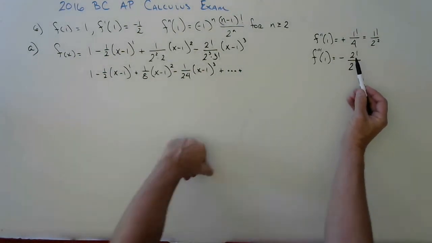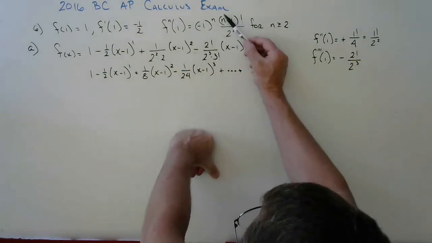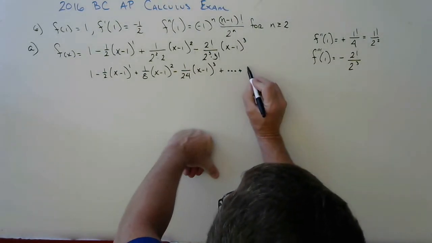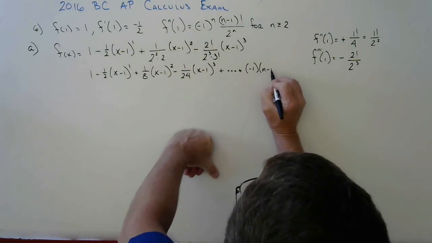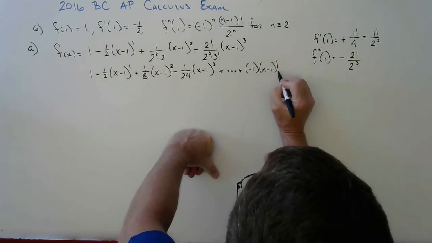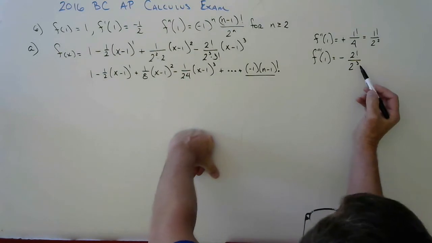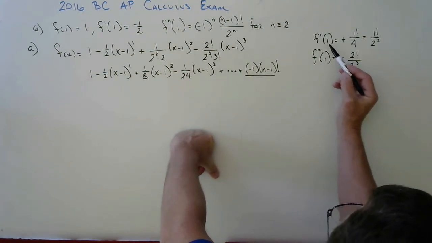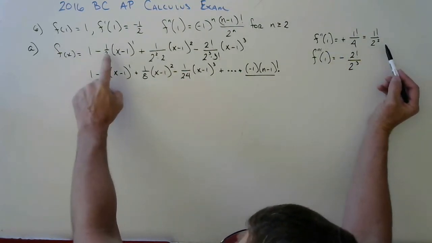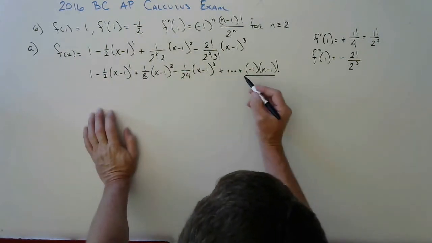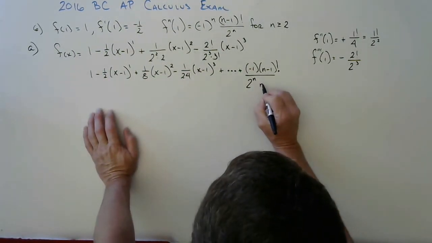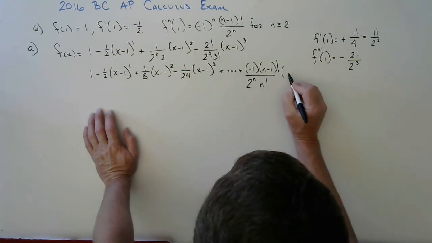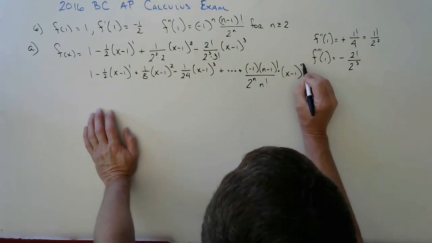Now, if we take a look over here, this is what we're going to get, right? We're going to get -1, n minus 1 factorial. Now, our third derivative had a 2 cubed, our second derivative had a 2 squared, our first derivative had a 2 to the first, so our nth derivative is going to have a 2 to the n, isn't it? Now, we're going to have our n factorial, and we're going to have x minus 1 to the n.